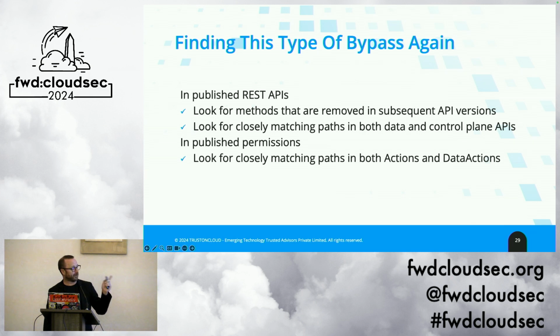Here are a few other ways you could find this type of bypass again. Aled's awesome talk on APIs and undocumented APIs is worth rewatching later on, if you haven't watched it. You could look for this if they're removing methods from the REST APIs. That's a sign that maybe they made a mistake versus a deprecation. You can also look for closely matching paths, which we'll talk about in a bit as well, between control plane and data plane APIs, as well as permissions. If there are similar paths in permissions for actions and data actions, that may be a sign that they've duplicated an operation somewhere.